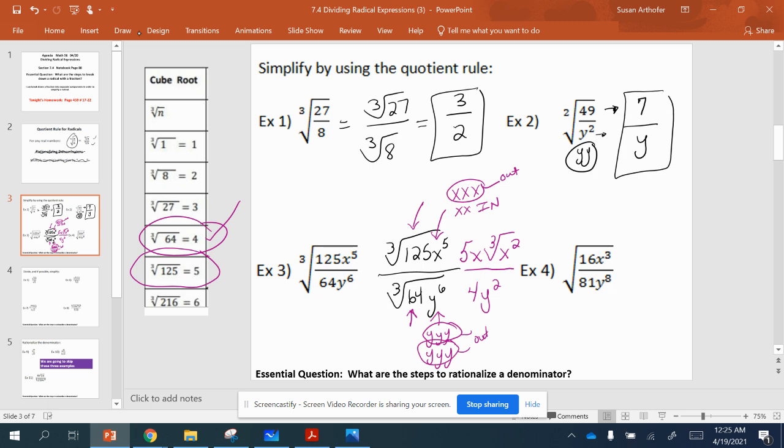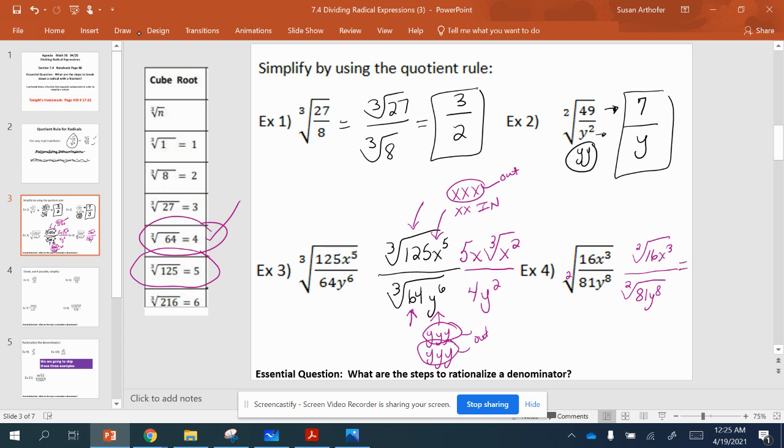Remember, when there's no number printed, it's a hidden 2 for square roots. So we're going to do the square root of 16, that's 4. X cubed means there's an x out and an x in. And I can just write out the bottom one. Square root of 81 is going to be 9. Y to the 8th, if I draw them in sets of 2, that means 4 will get out. I'll draw them out for you.